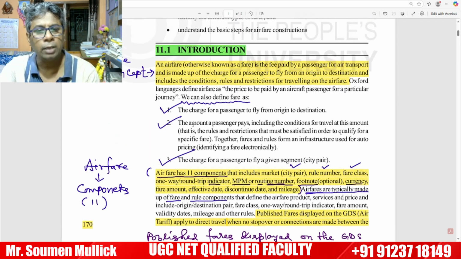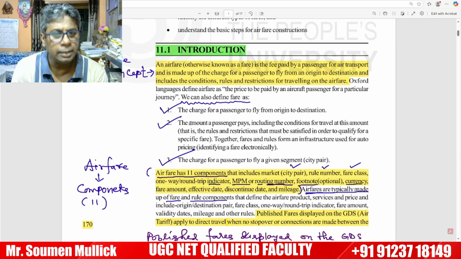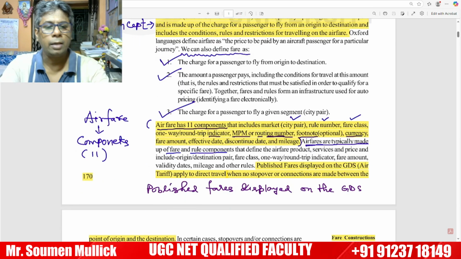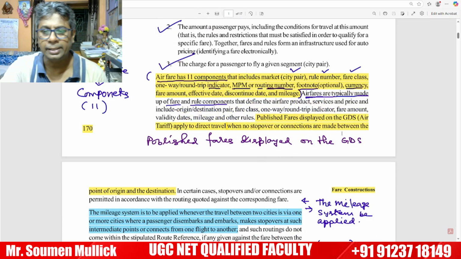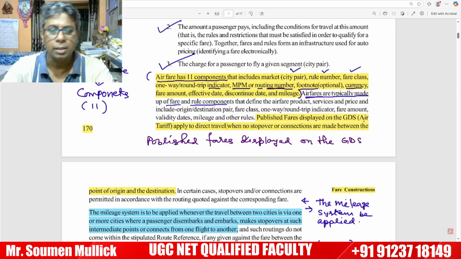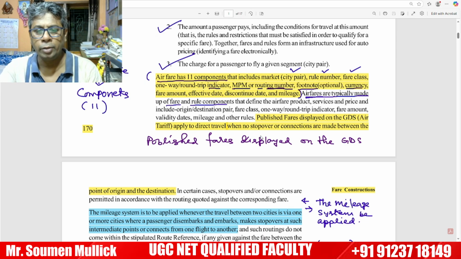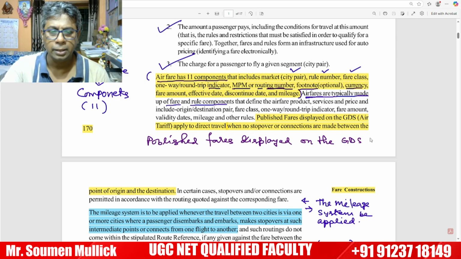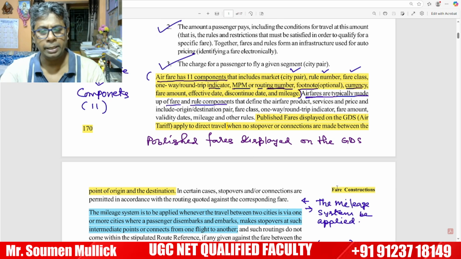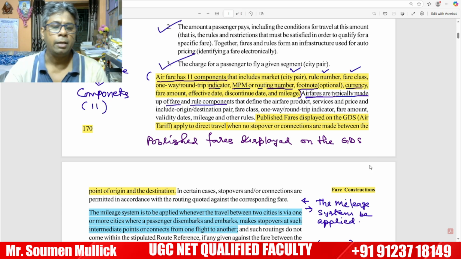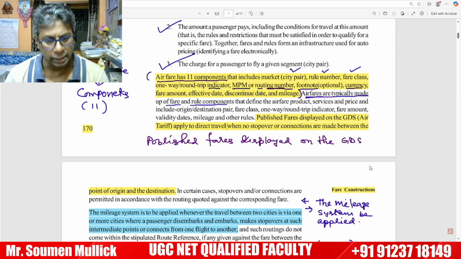So first of all, you have to understand clearly what is airfare. Second important topic, the components of airfare. A component of airfare: published fare display on GDS. The published fare display on GDS, the global distribution system, applies to direct travel when no stopover or connection is made between the point of origin and destination. The published fare is displayed on the GDS.